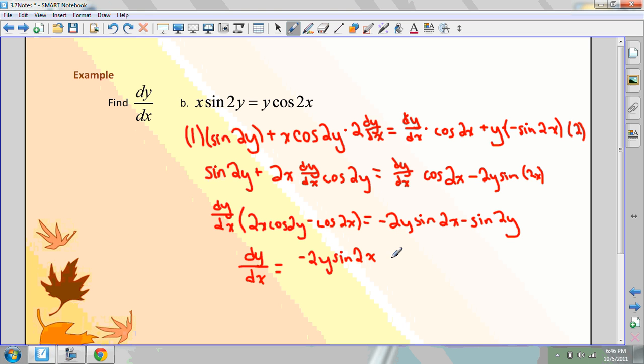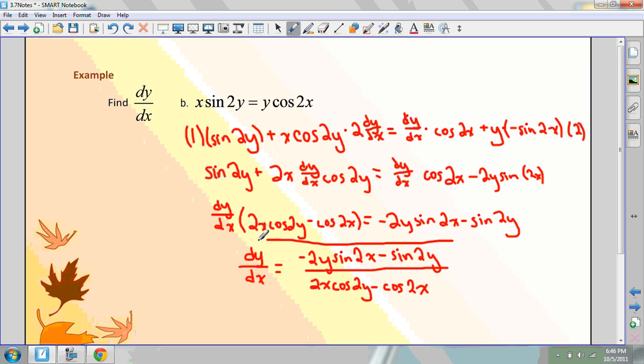So negative 2y sine of 2x minus sine of 2y, all divided by 2x cosine of 2y minus cosine of 2x. And that is our answer. And so this is an example of one that is in terms of both x and y. Okay. One more example.